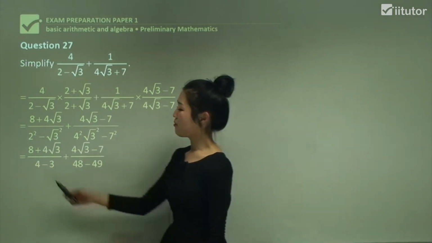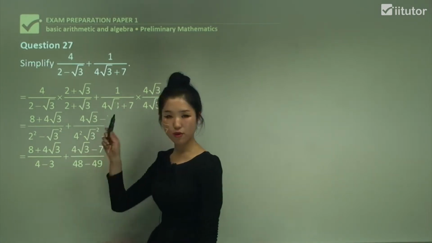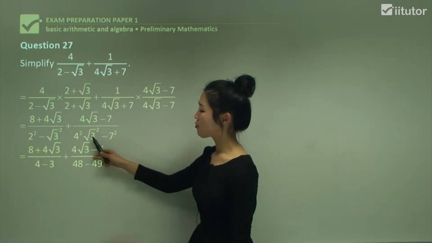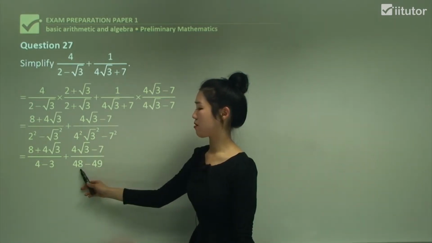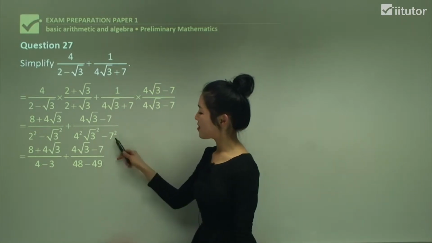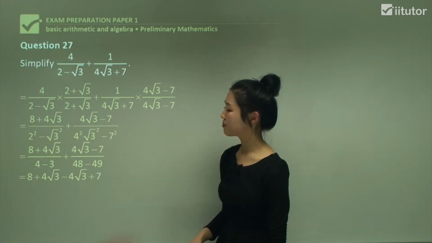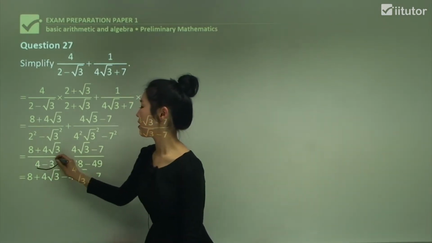The denominator for this one, 2 squared is 4. Root 3 squared is 3. The roots and square cancel each other. And 4 squared is 16. Root 3 squared is 3. So 16 times 3, I get 48. Okay? And then 7 squared is 49. Now simplify further. Okay, well, before we do this, I'll show you what we get here.